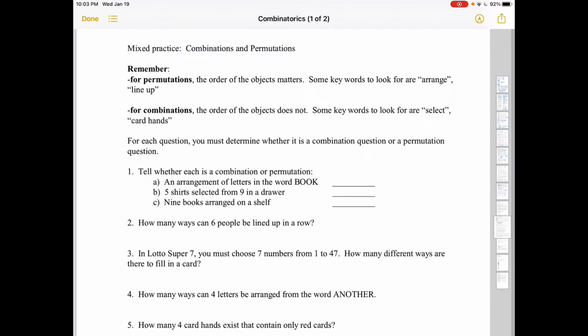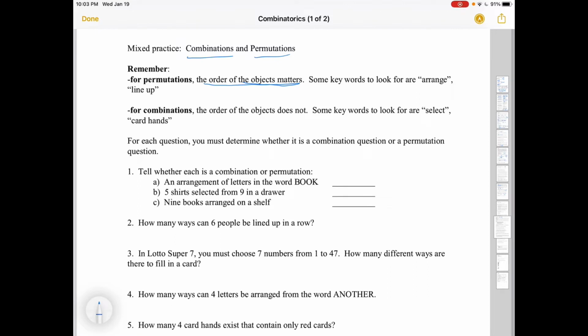In this section we're going to deal with telling the difference between combinations and permutations, and it all boils down to order. For permutations, the order of the objects matters. I can't give you some sort of magic bullet for making sure you recognize it every time, but some key words are things like arrange and line up.